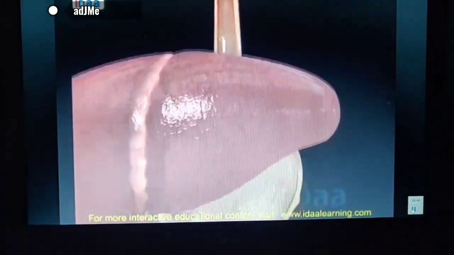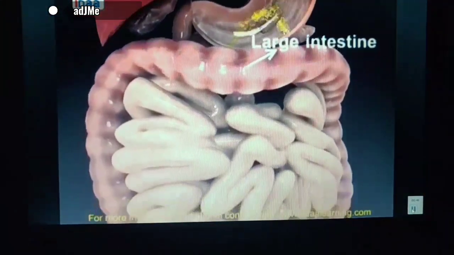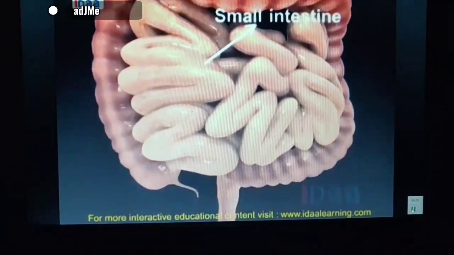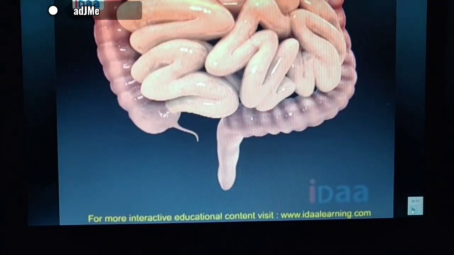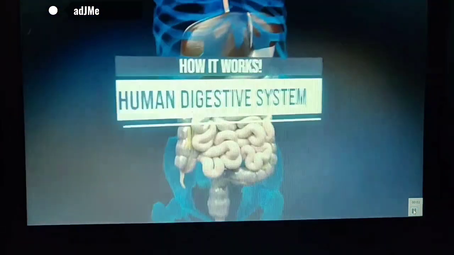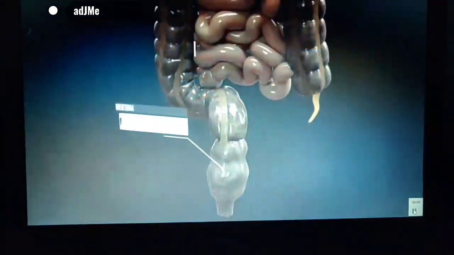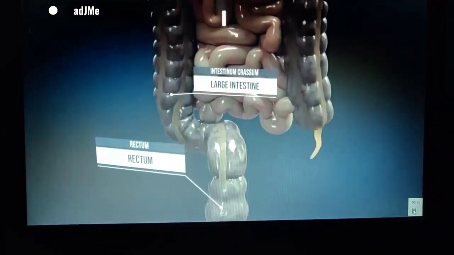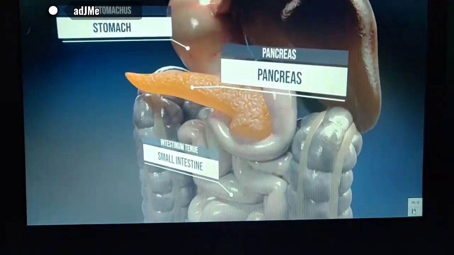So the food that we eat enters into the mouth, buccal cavity, then to the esophagus. From there it goes to the stomach. From the stomach it enters into the small intestine first and then to the large intestine, and from the large intestine it reaches the rectum to the anus. So the full pathway starting from the mouth till the anus, we call it the alimentary canal, or it is also called the gastrointestinal tract, shortly named as GIT.